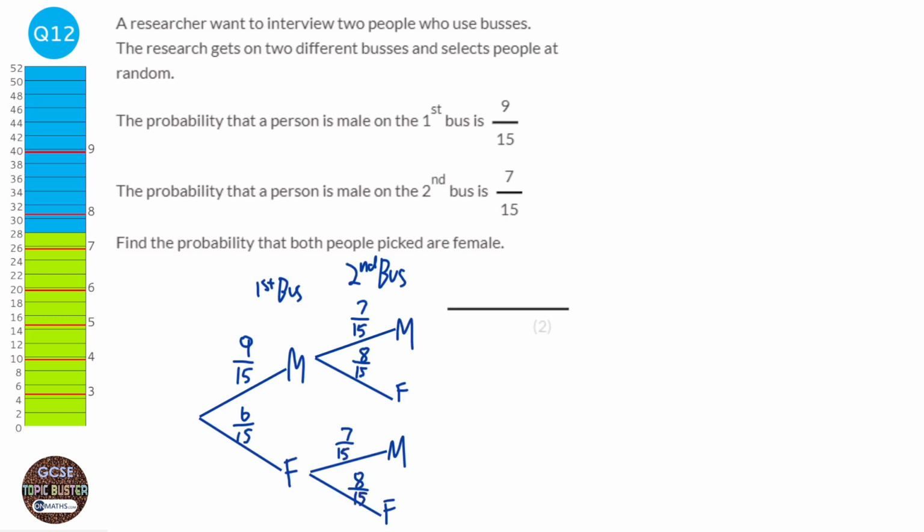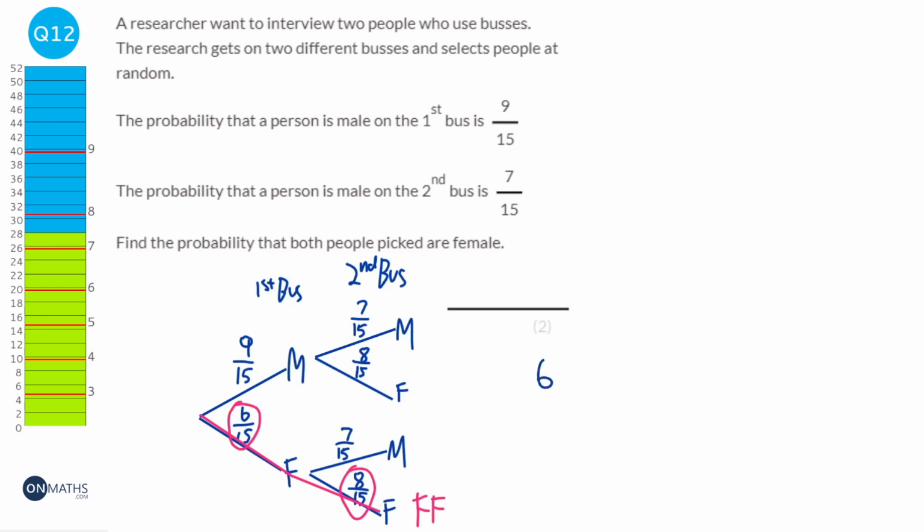And the question is basically asking what is the probability that both will be female. So to have both female, we need to have gone down this line at the start and then this line again. Okay, so looking at the fractions along the way, it's 6 over 15 and 8 over 15. The word and in probability means times. So whenever you're finding the probability of getting to an outcome, so this outcome will be FF, because they're both female, you are multiplying the fractions that you go across.